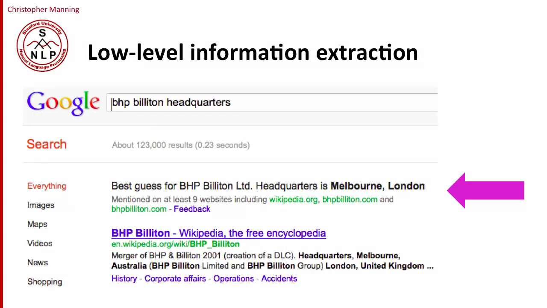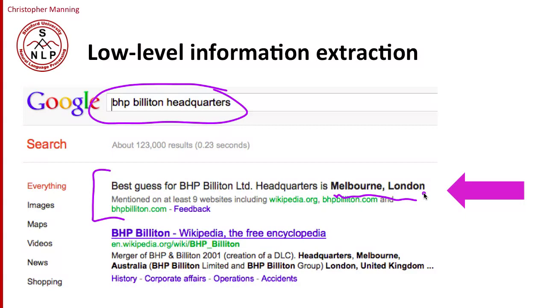Here's one more example about how companies are starting to surface information extraction and search applications. So if I stick into Google BHP Bulletin headquarters, as well as regular web search results, that is actually giving me right here, best guess for headquarters is Melbourne, London. Of course, we can argue a little about whether that's the perfect answer. They're really kind of two separate answers here. BHP Bulletin's actually kind of a complex case because they have this complicated dual company structure, and there is a Melbourne office and a London office. So we'll call that, just about correct.